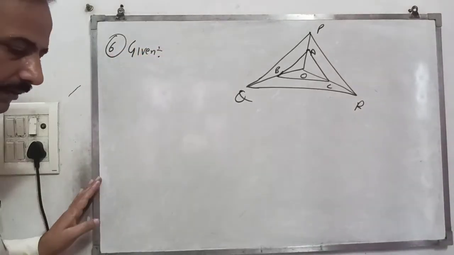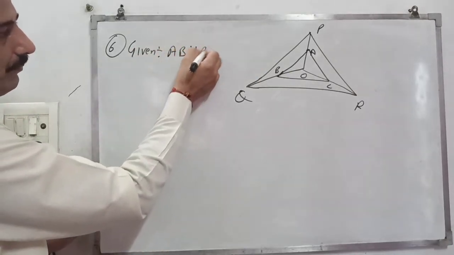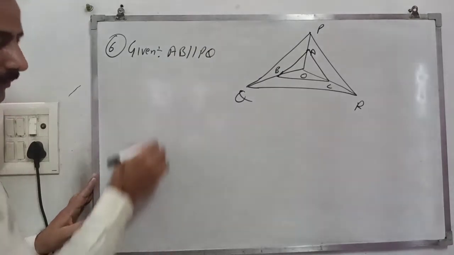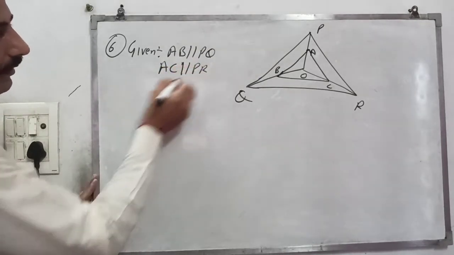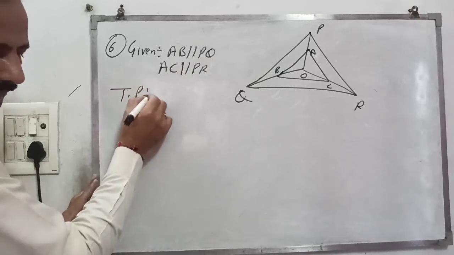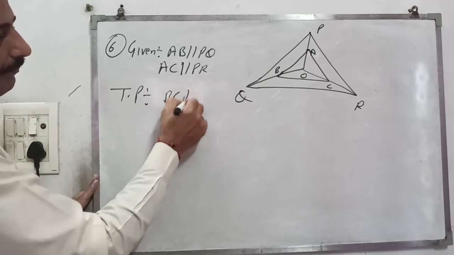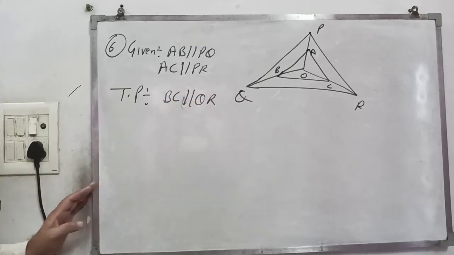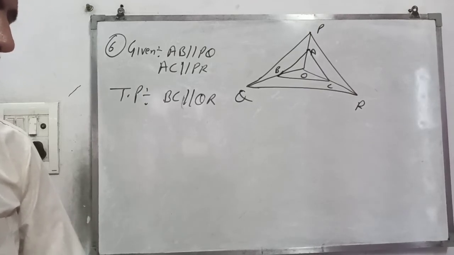So there is given that AB is parallel to PQ, and AC is parallel to PR. We want to prove BC is parallel to QR.